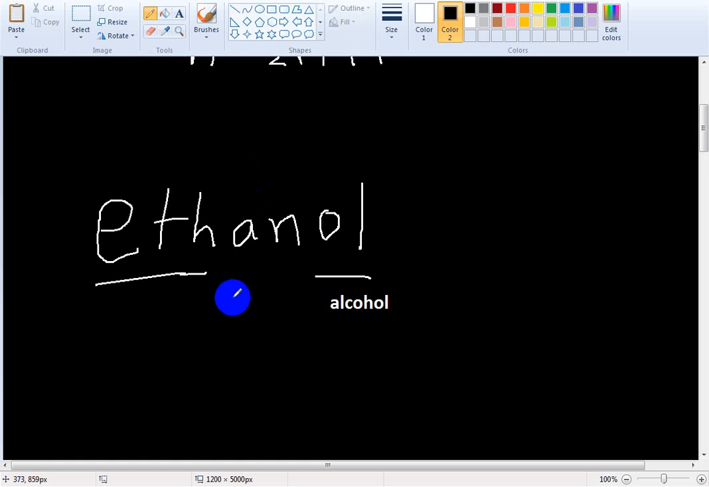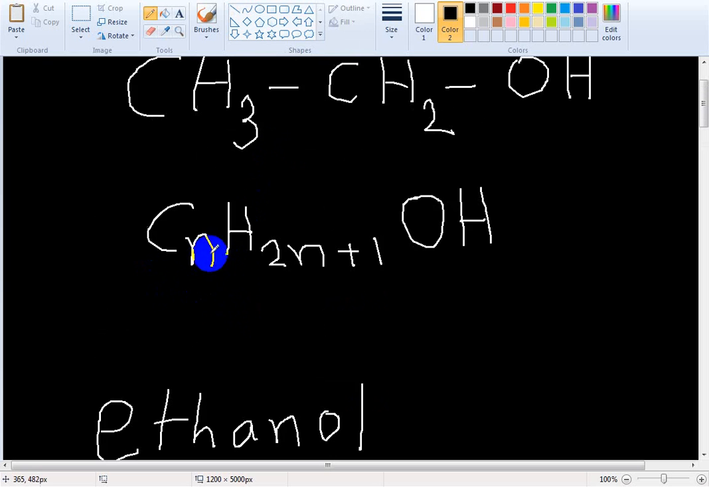Congratulations. Good. Tawhida, good. Two carbon atoms. Now I put n equal to 2. If n equals 2, then hydrogen is 2n plus 1, and then OH.